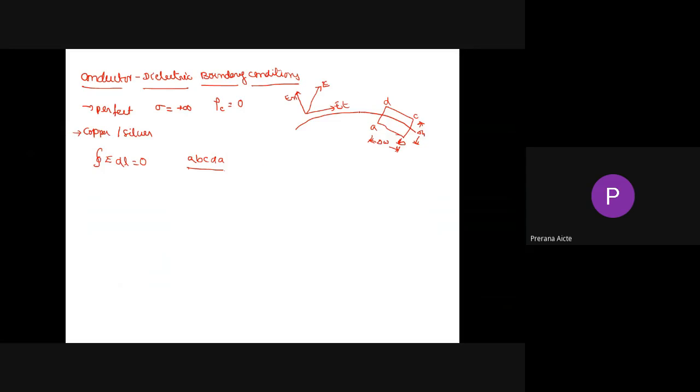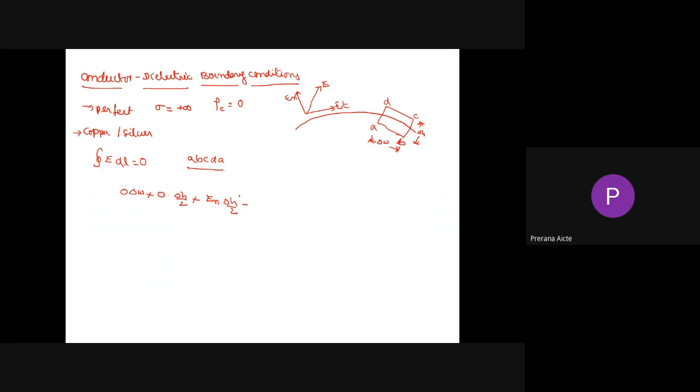Now first, A to B. From A to B there is no electric field, so 0 into del of omega, plus BC. This medium is the conductor medium and this medium is the dielectric medium. BC height is del of h, and there is no field component in the conductor, so 0 into del of h by 2, plus the remaining half, the electric field component, E of n into del of h by 2.